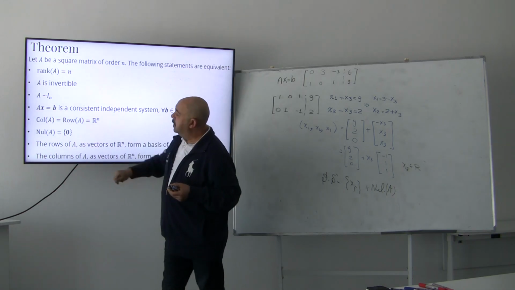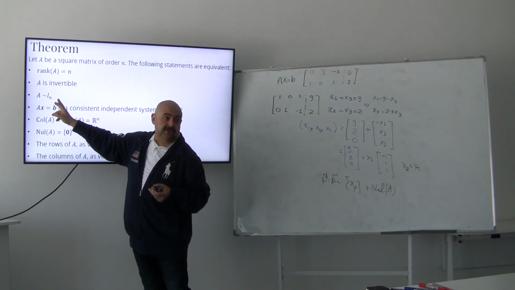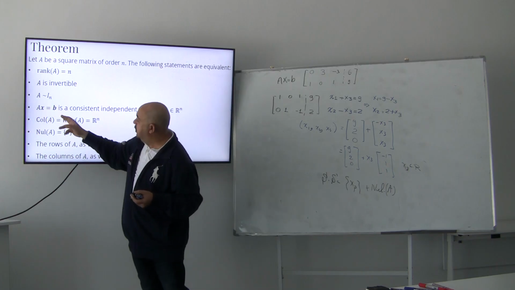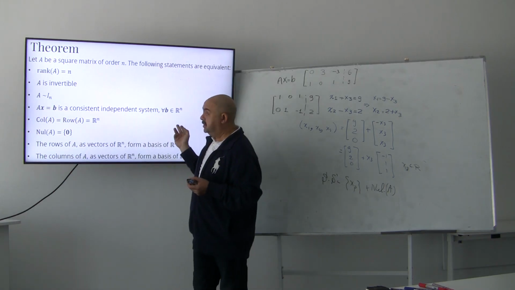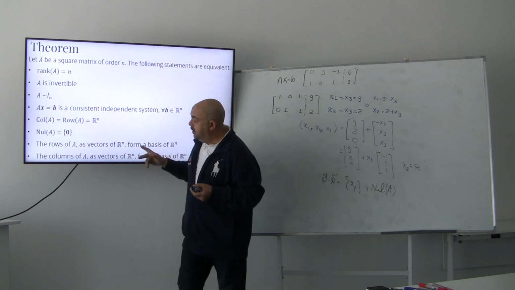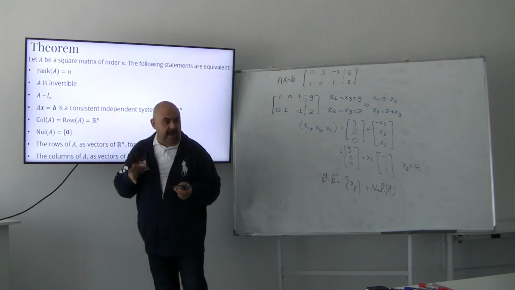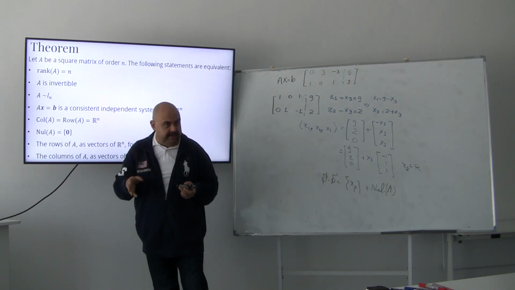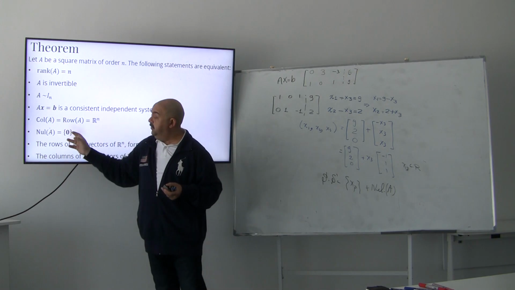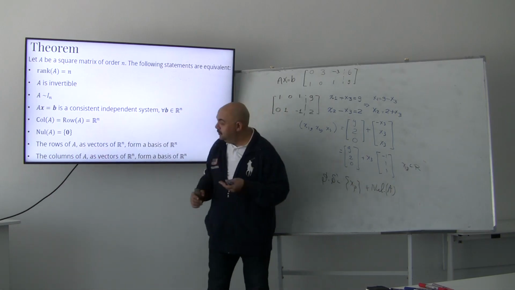Okay. A can reach the unit matrix, which means you will have a unique solution. AX equal B is a consistent independent system for every B belongs to Rn. Column space of A equals row space of A equals Rn, because you have a consistent independent system of equations. Null of A must equal 0. This part will disappear if you have a unique solution.